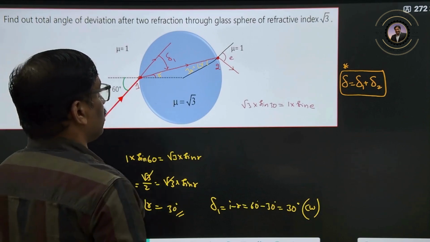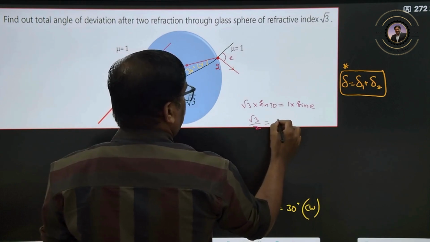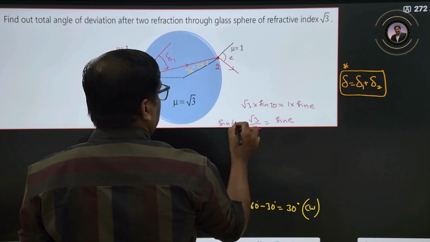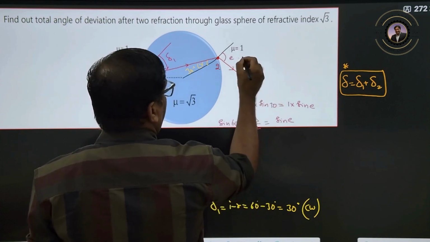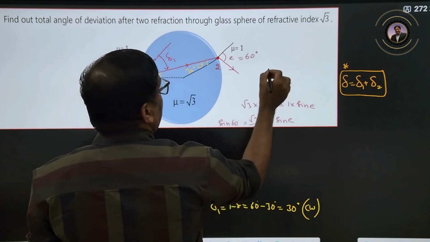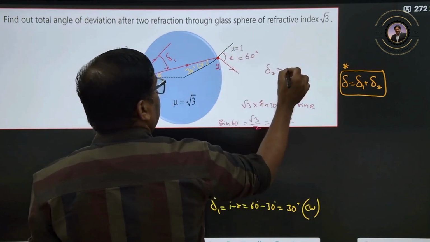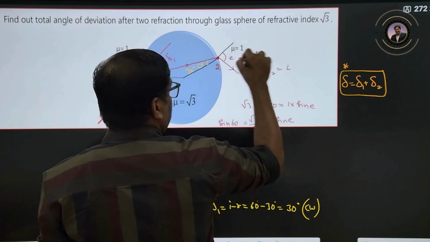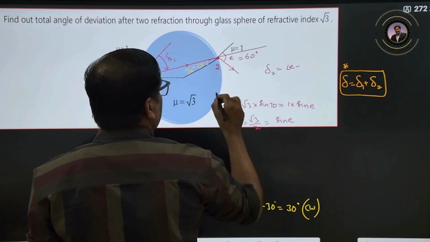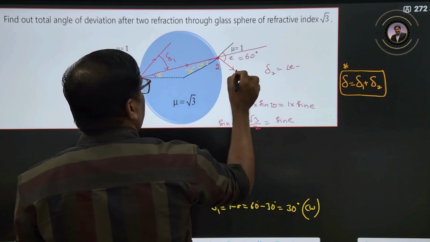Right? So sin 30, therefore 3 by 2, it will be equal to sin e. So that is nothing but sin 60. So therefore here the e value will be equal to 60 degrees. Clear? So what will be the angle of deviation the second time now? So therefore the emergent angle of this emergent ray, this should go like this, but what happened now? This much amount is getting deviated.